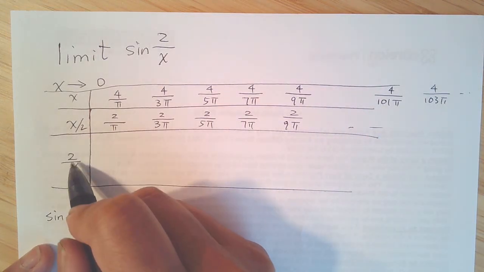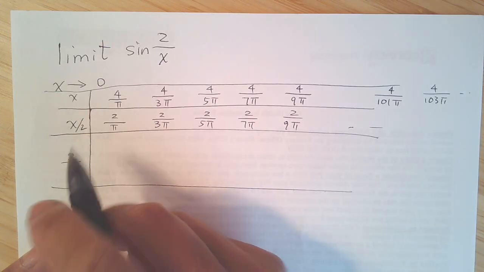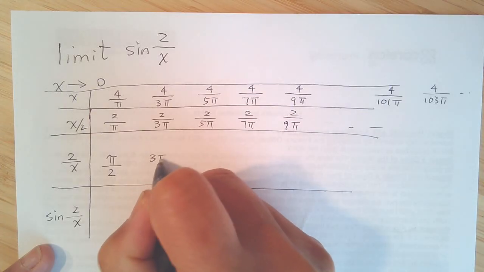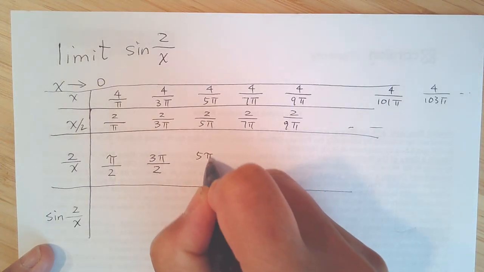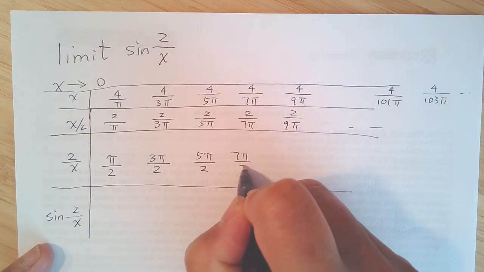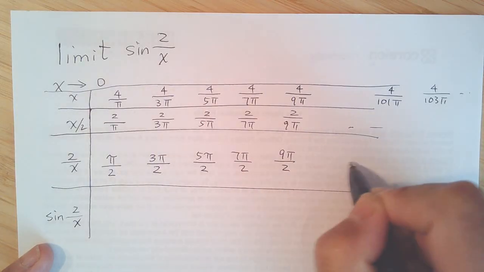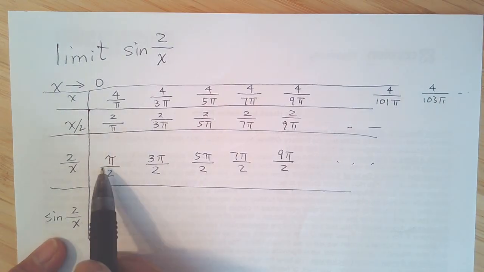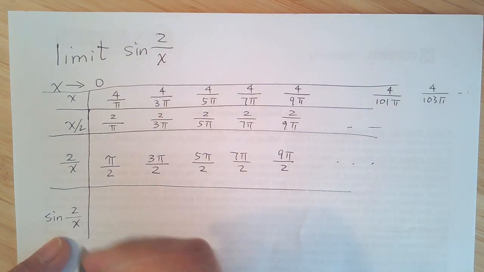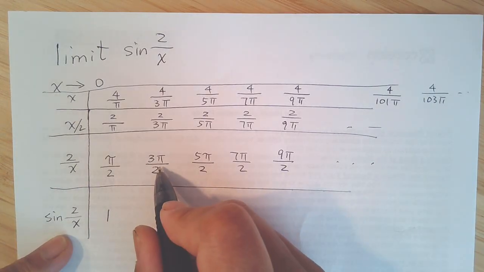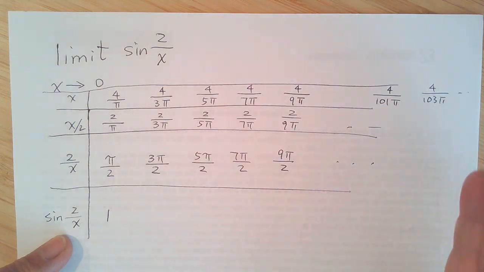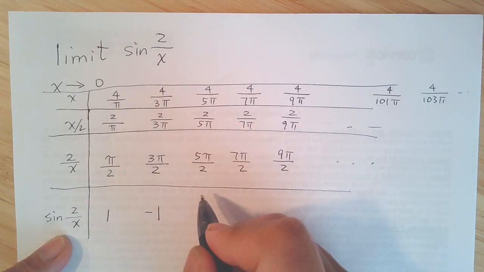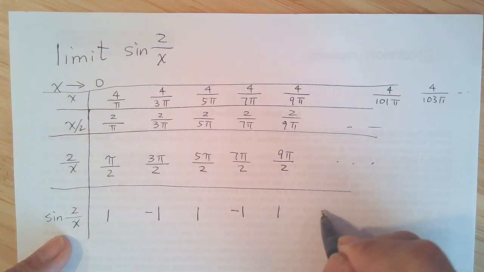I'm lazy, I just don't want to do that. And then the next row, we're going to do 2 over x, which is the flip or reciprocal of that. So it's going to be pi over 2, 3 pi over 2, 5 pi over 2, 7 pi over 2, 9 pi over 2, etc. Next, sine of 2 over x. So this is the angle, we're going to take sine of it. Sine of pi over 2 is 1. Sine of 3 pi over 2, which is 270 degrees, right? So it's negative 1. And then 5 pi over 2, 1. Negative 1. 1. And so on.